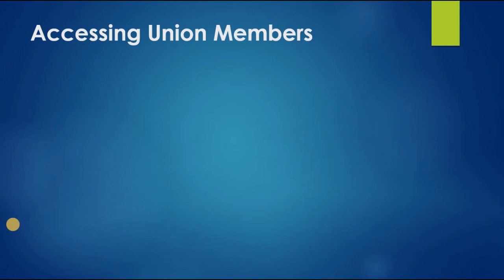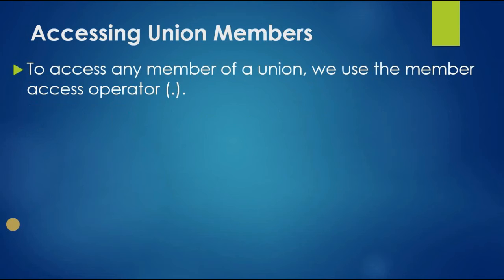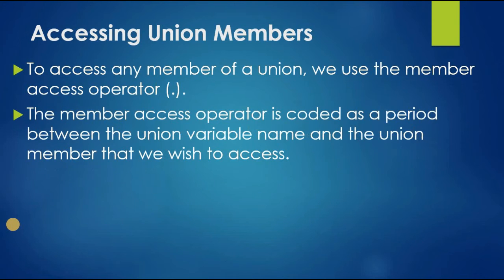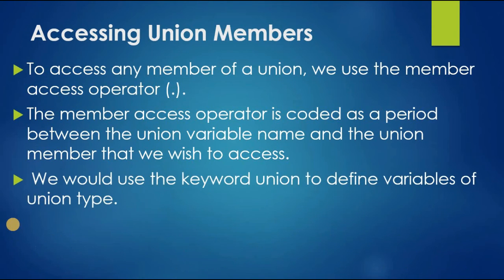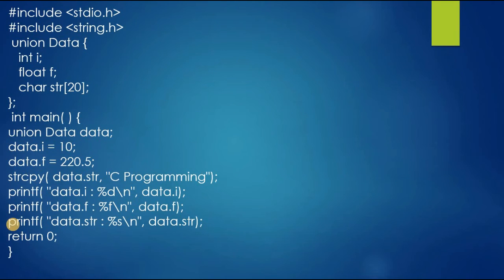Accessing union members. To access any member of a union, we use the member access operator, the dot. The member access operator is coded as a period between the union variable name and the union member that we wish to access. We use the keyword union to define variables of a union type. This is a program for a union.